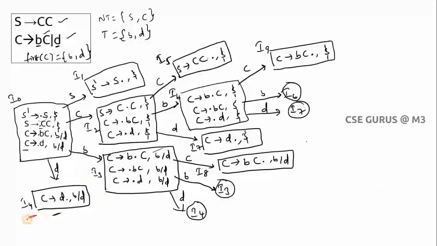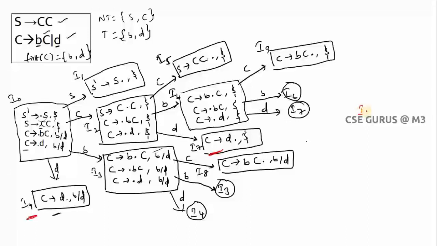First I'll take I4: C tends to D dot, but the look ahead is B by D. The same you can see in I7: C tends to D dot, but with a different look ahead. Both have only one production and it is the same. Even including the dot, it must be the same: C tends to D dot, not C tends to dot D. So both must be exactly the same, differing only in look aheads.